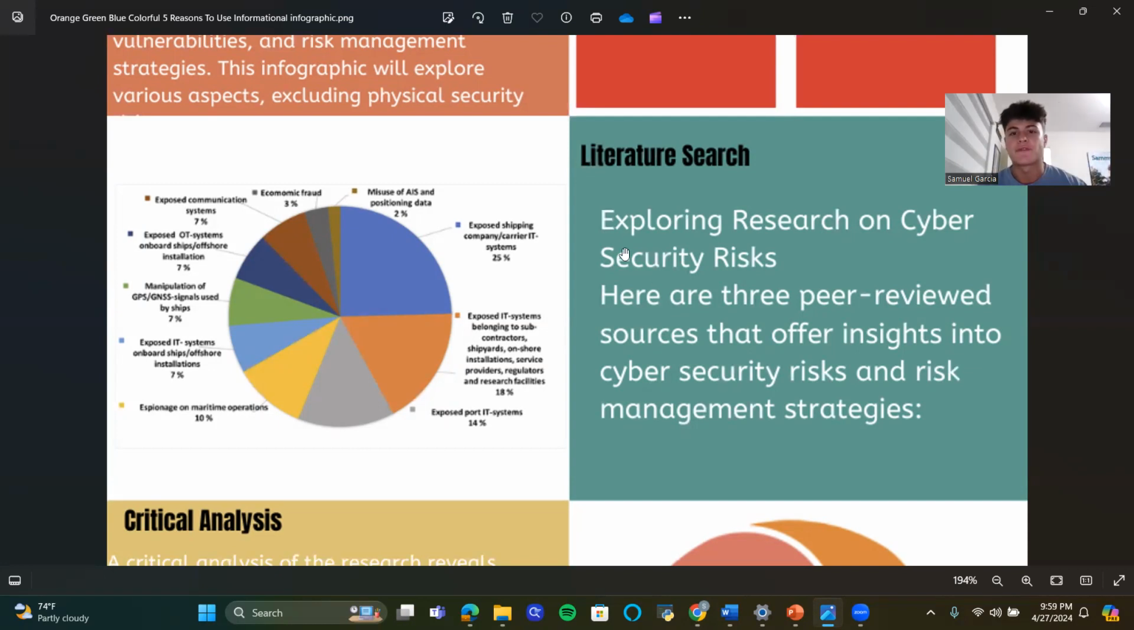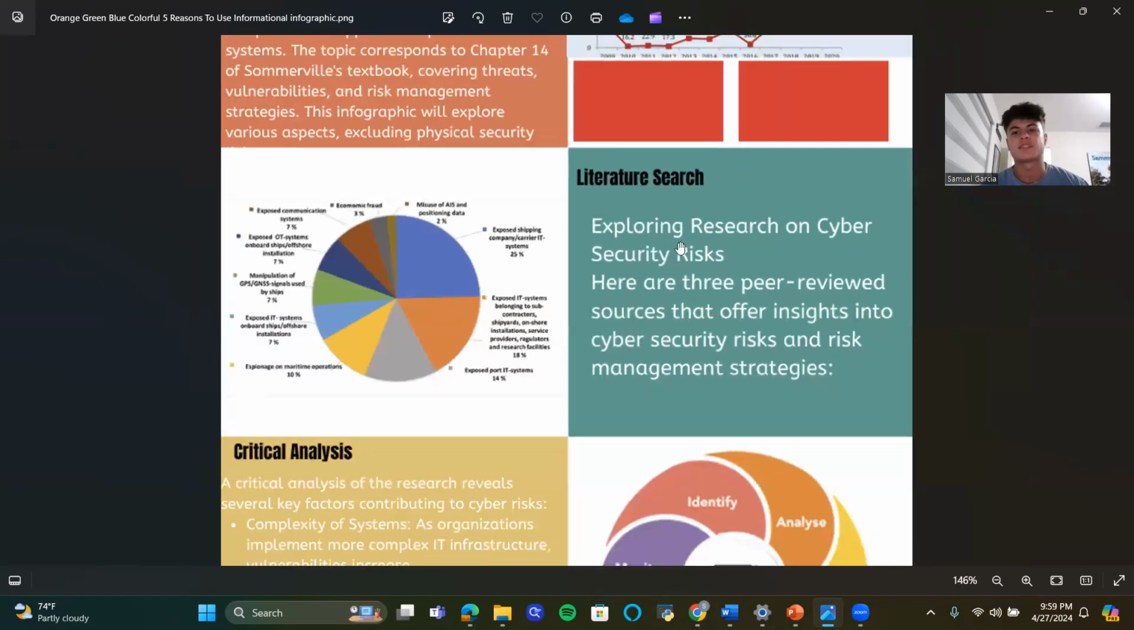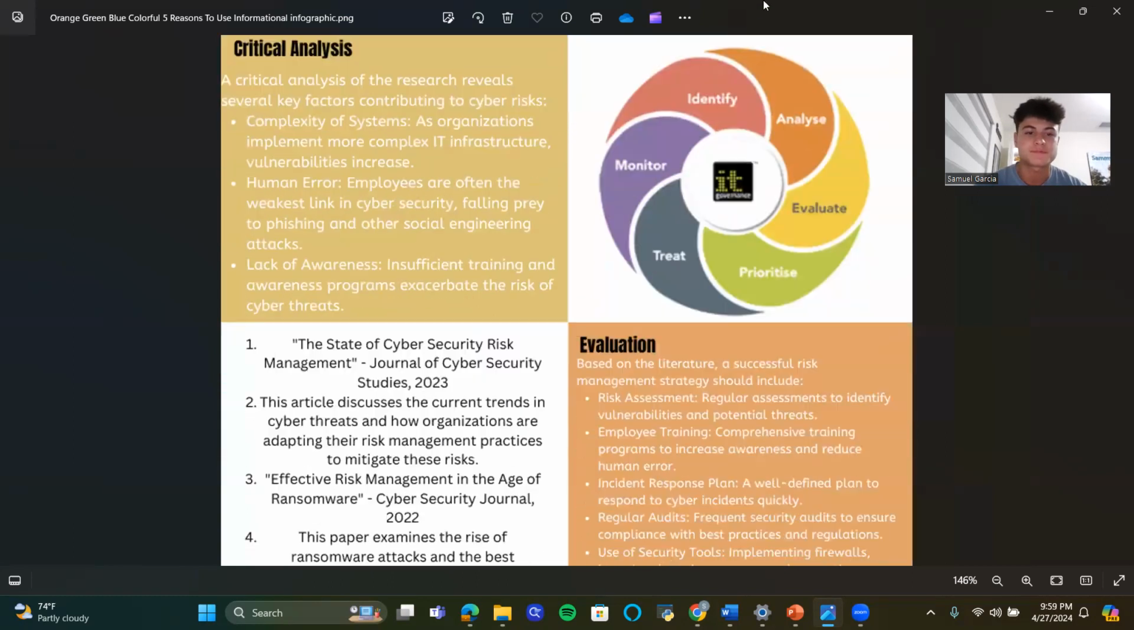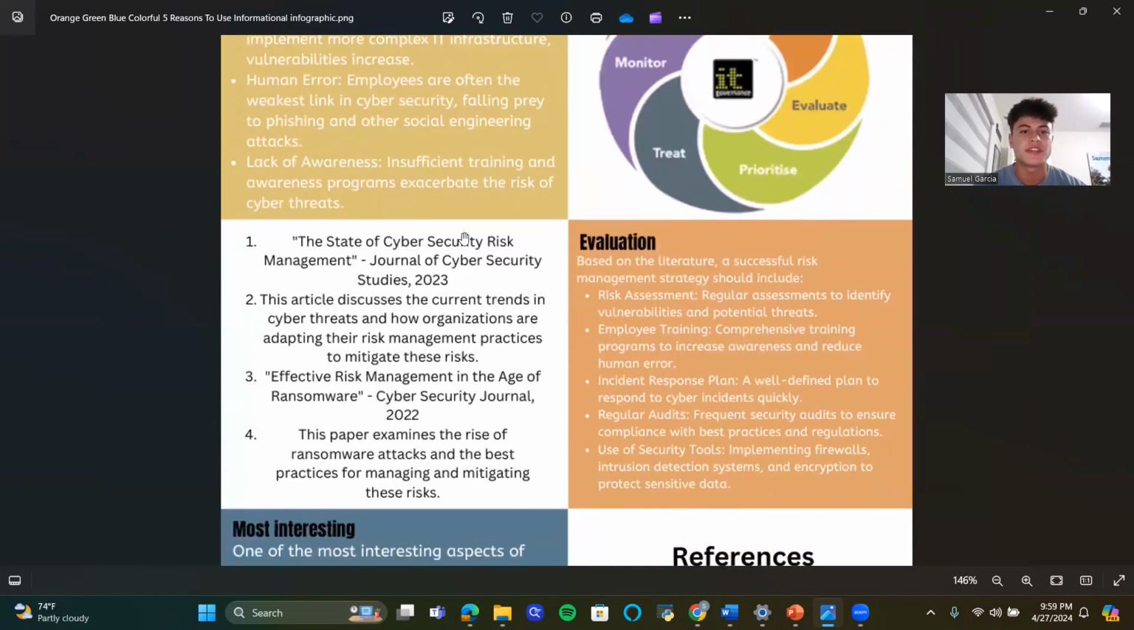And for our literature search, it's exploring research on cybersecurity risks, where there are three peer-reviewed sources that offer insights into cybersecurity risks and risk management strategies. I actually added them here at the bottom left. The first one is The State of Cybersecurity Risk Management from the Journal of Cybersecurity Studies from 2023. This article discusses the current trends in cyber threats and how organizations are adapting their risk management practices to mitigate these risks. So that's a lot of what I read in that journal.